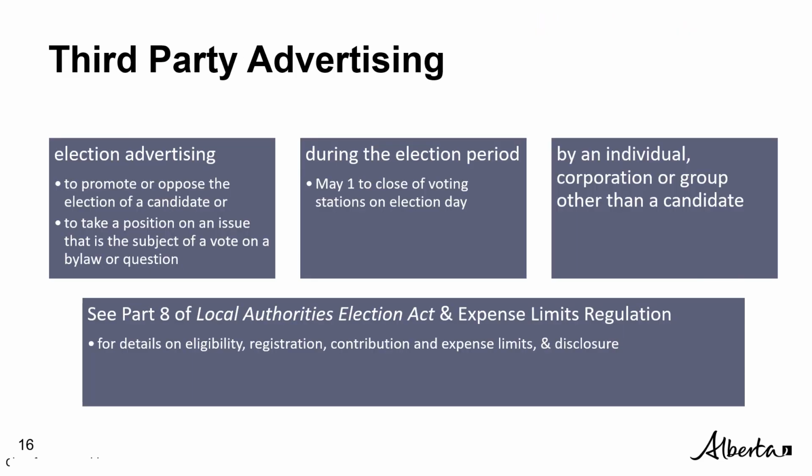Rules are in place governing the finances and accountability of third parties that advertise to promote or oppose the election of a candidate, or to take a position on an issue that is the subject of a vote on a bylaw or question, during the election period from May 1st to the close of voting stations on Election Day in the year of an election. Third parties can be eligible individuals, corporations, and groups other than a candidate. There can be no collusion between third-party advertisers and candidates. Prospective third-party advertisers are encouraged to review Part 8 of the LAEA and the Expense Limits Regulation for more information on eligibility, registration with the local jurisdiction, and contribution and expense limits and disclosure requirements.